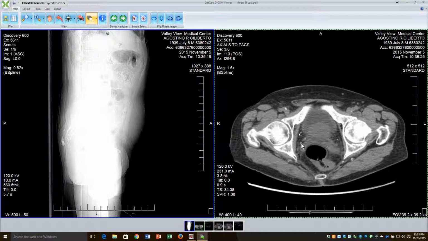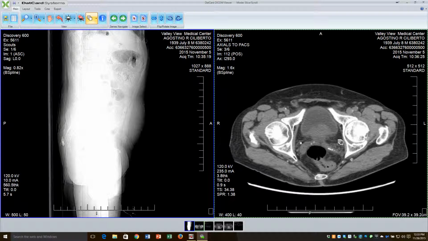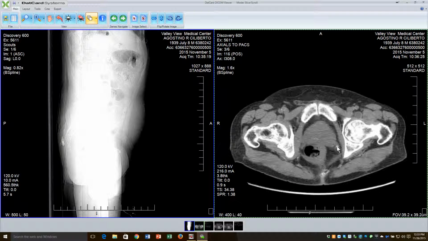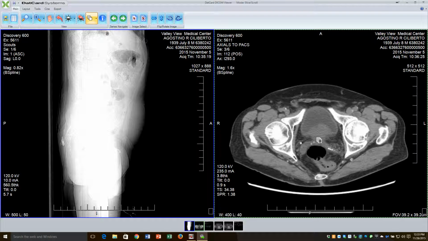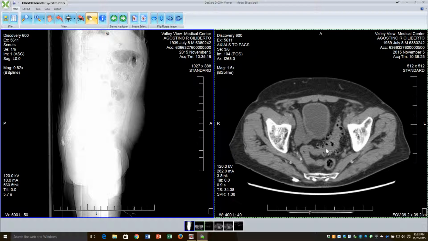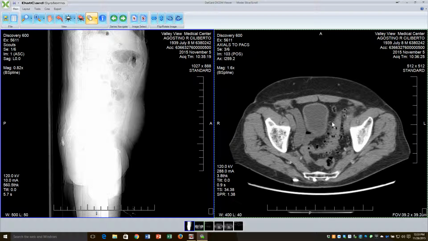He also has some small calcifications here. Probably these are not calcifications within the prostate. Here we see some calcifications within the prostate. These are benign, usually don't mean anything. So as we continue to march up, you can see the sigmoid colon here. And there's a lot of diverticular disease, a lot of diverticulosis here.